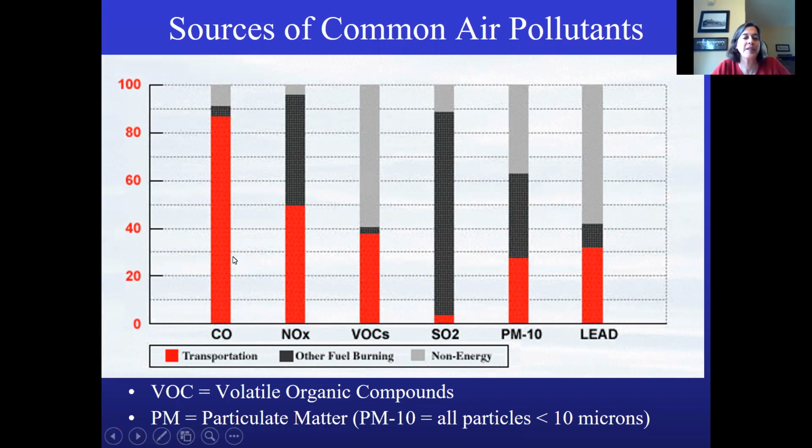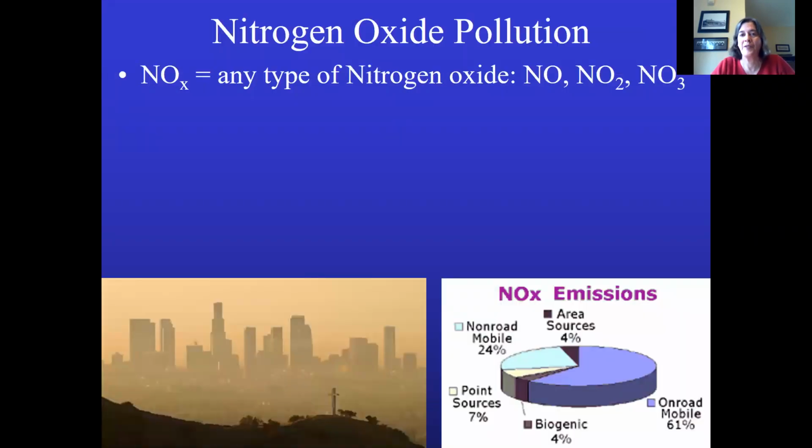But when you look at the sources, you can see that transportation is a large factor, at least for a lot of these, which are all going to be car related, truck related, etc. The exceptions to that are sulfur, and for that one, it's other fuel burning. And when you think sulfur, think coal burning plants. Coal has a certain amount of sulfur in it, and when you burn it, that sulfur can get out. And then the particulate matter is actually kind of evenly split between the non-energy sources, fuel burning like coal, and then transportation.